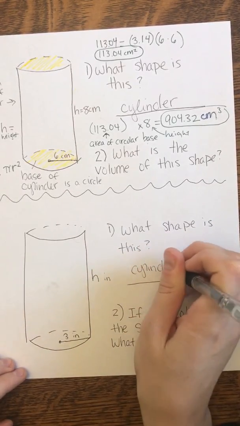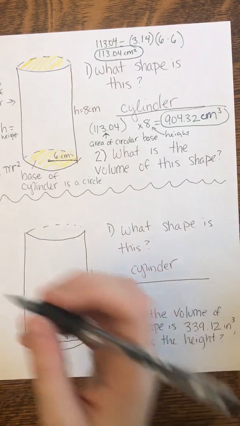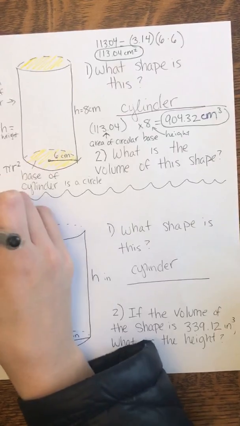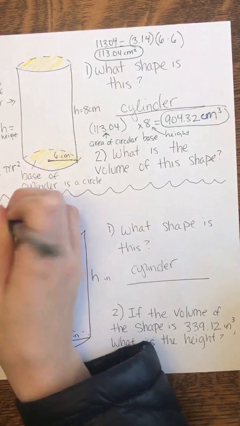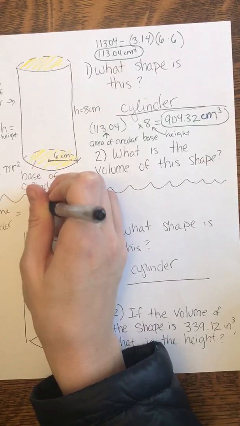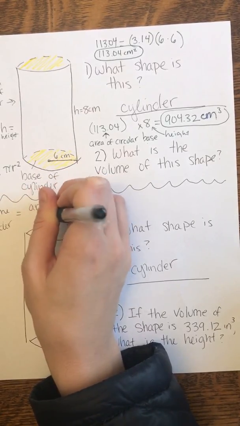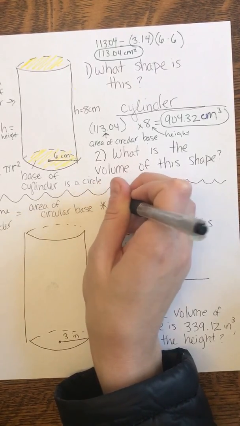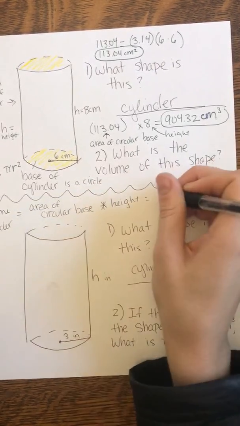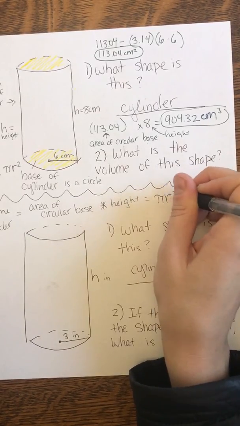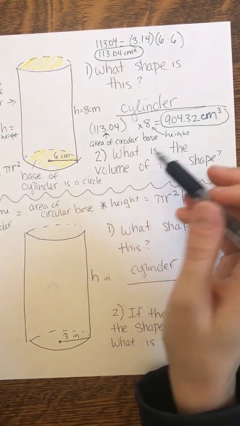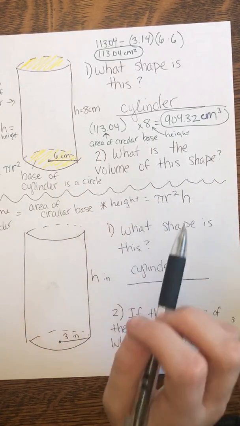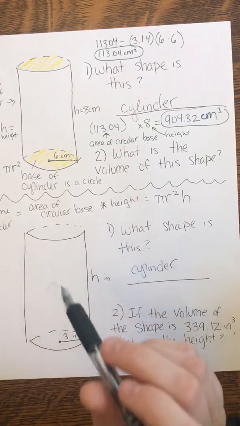And I already know how to find the volume of a cylinder. I'm going to write the equation right here. Volume of cylinder equals area of circular base times height, or pi r squared h. Because to find the area of the circular base, I use my equation for finding area of a circle, pi times radius squared, and then I just multiply it by the height.